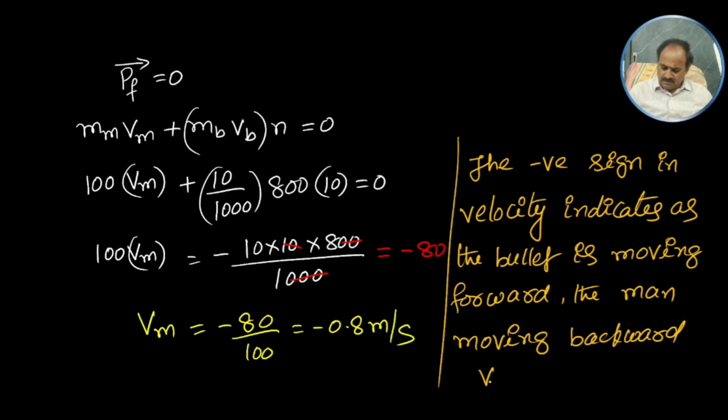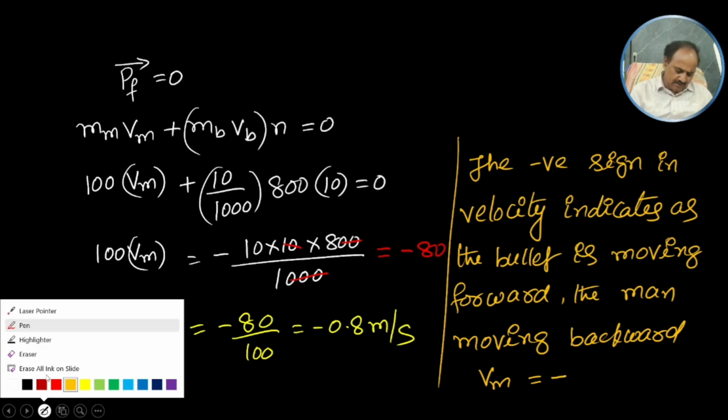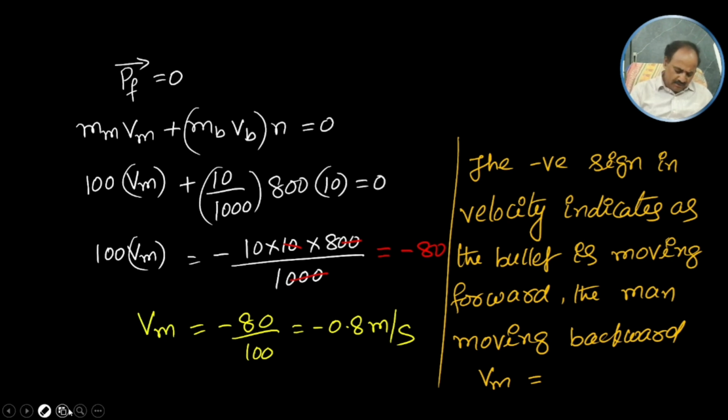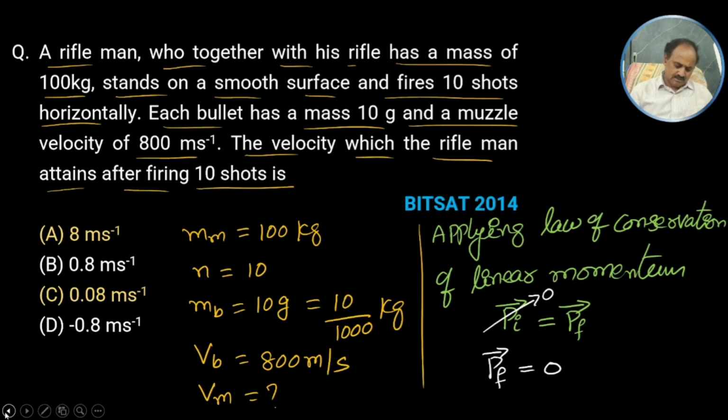So anyhow, velocity of the man finally equals, right, you need not take the negative sign because there is no meaning of negative velocity. You take only the magnitude of the velocity, that is 0.8 meter per second. That is the answer. Look at the options. Look at option B. Option B is absolutely correct. Minus 0.8 is also available, but that value you should not take. Here there is no meaning of negative velocity.